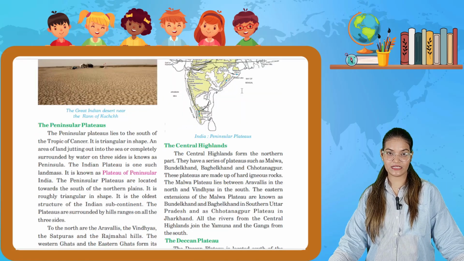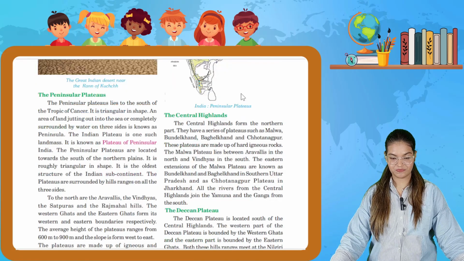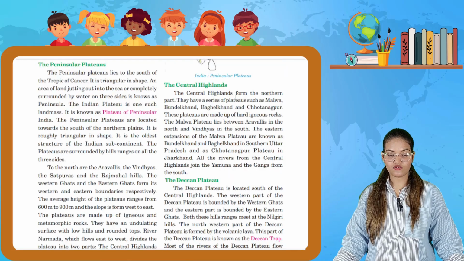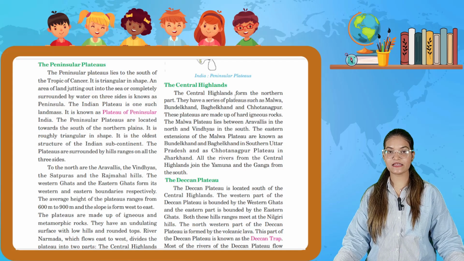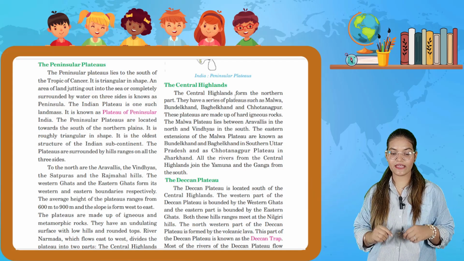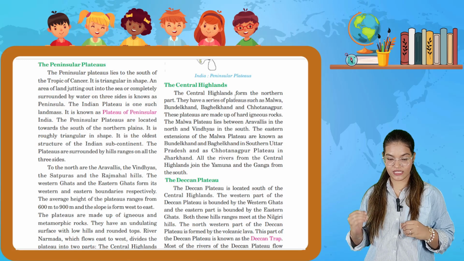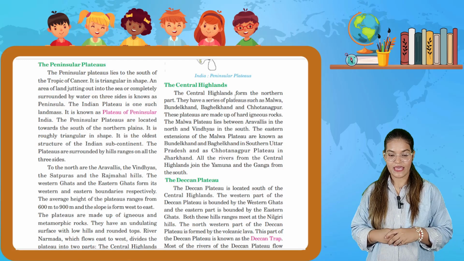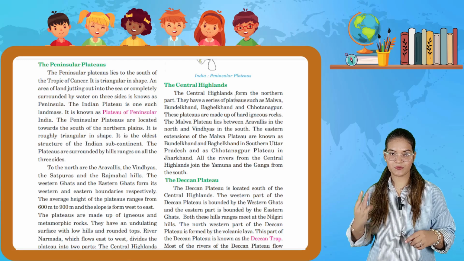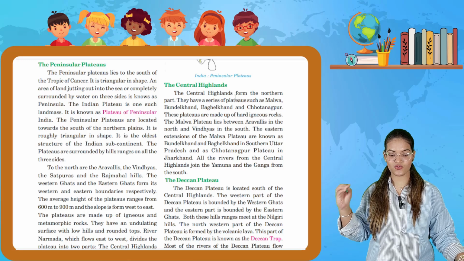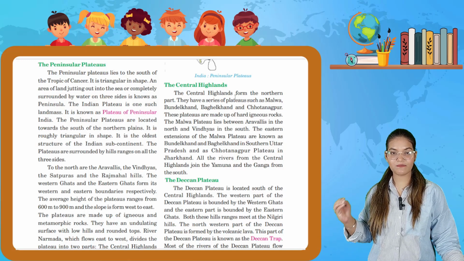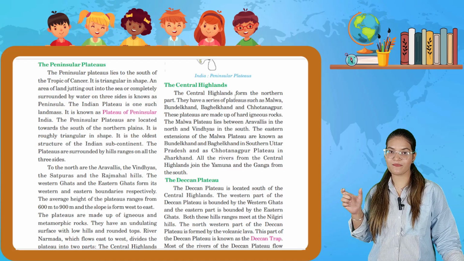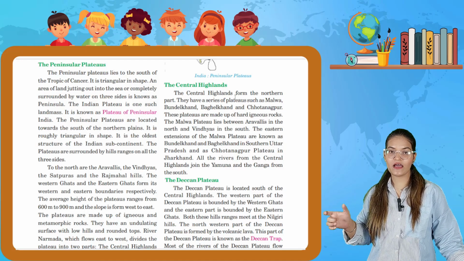Now we will read about the Peninsula Plateau. The Peninsula Plateau lies to the south of the Tropic of Cancer. It is triangular in shape. An area of land jutting out into the sea or completely surrounded by water on three sides is known as a peninsula. मतलब three sides है आपके पूरे land में, that is known as a peninsula. The Indian Plateau is one such landmass. It is known as the plateau or peninsular India.